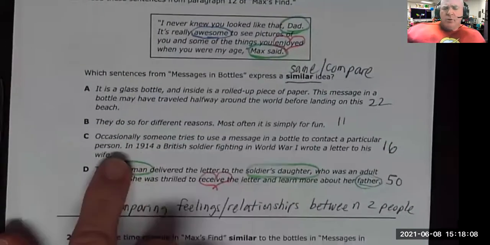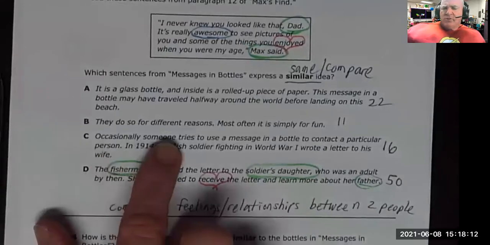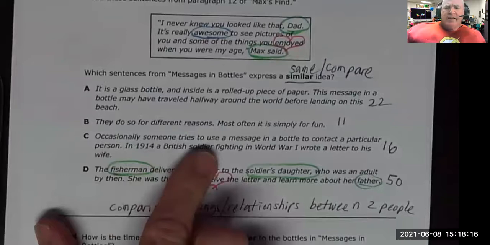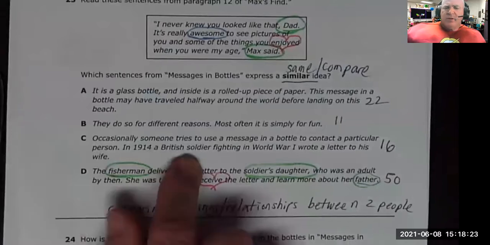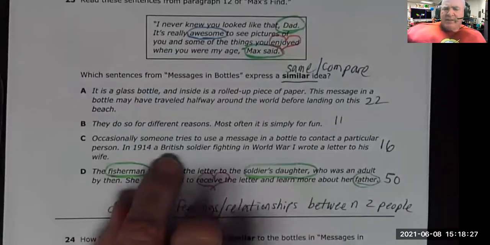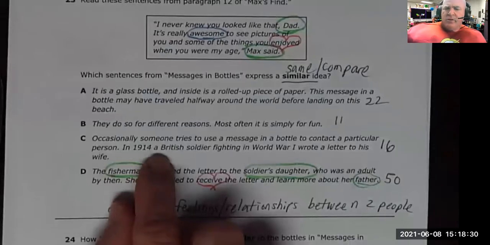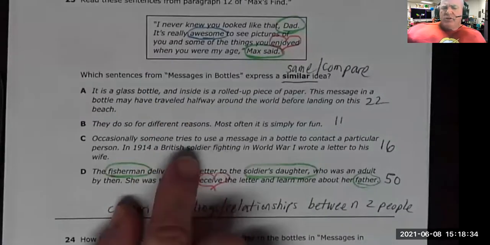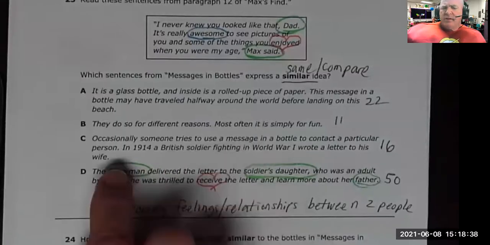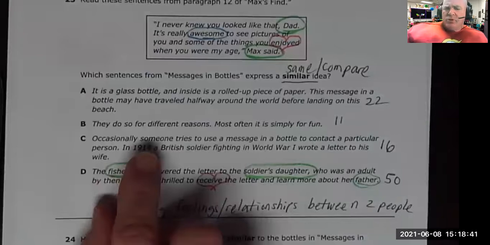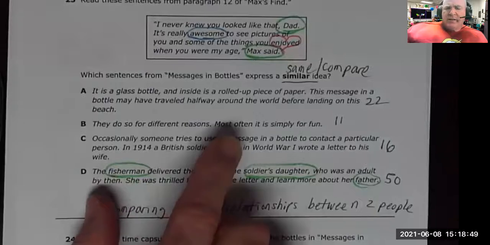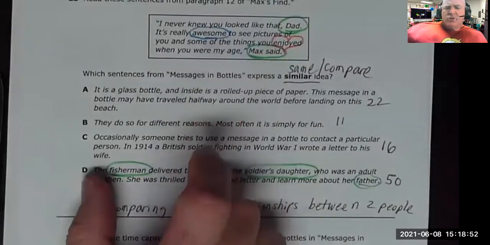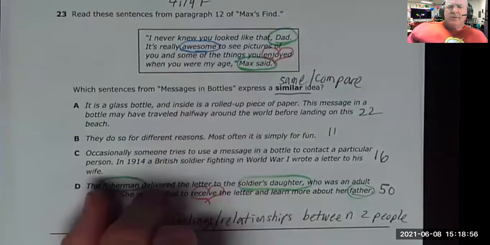C, occasionally someone, we don't know who, tries to use a message in a bottle to contact a particular person, we don't know who. In 1914, a British soldier fighting in a war wrote a letter to his wife. Okay, well, this would be the one that I would think would get the second highest, not letter A, because it's about a British soldier and a relationship with the wife, but because there's no emotional connection in this one compared to the emotional connection that's in letter D and in the other passage, the best answer is going to be letter D.